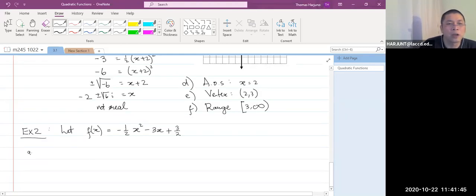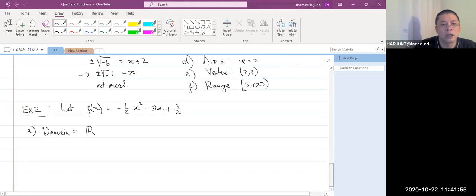Okay, so part A, what is the domain? As usual, the domain will be all real numbers for a polynomial, right? How about the y-intercept? Because it's in general form, for the y-intercept you basically look at the constant. That's (0, 1.5).